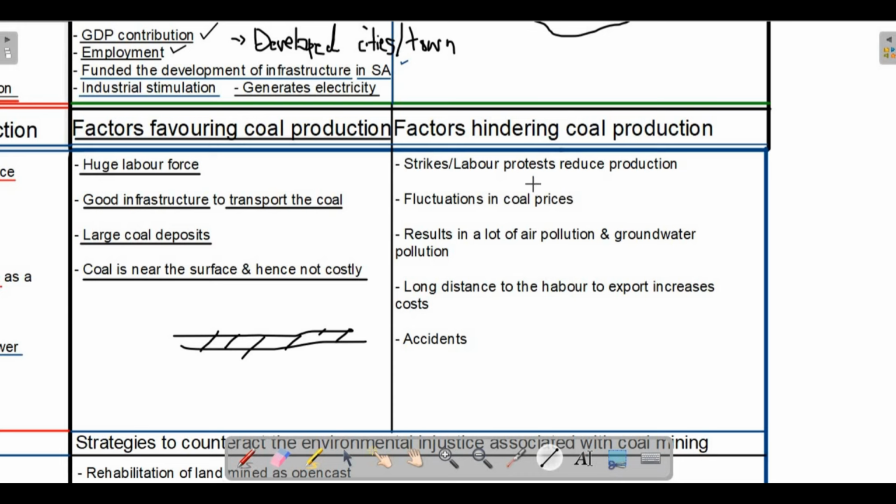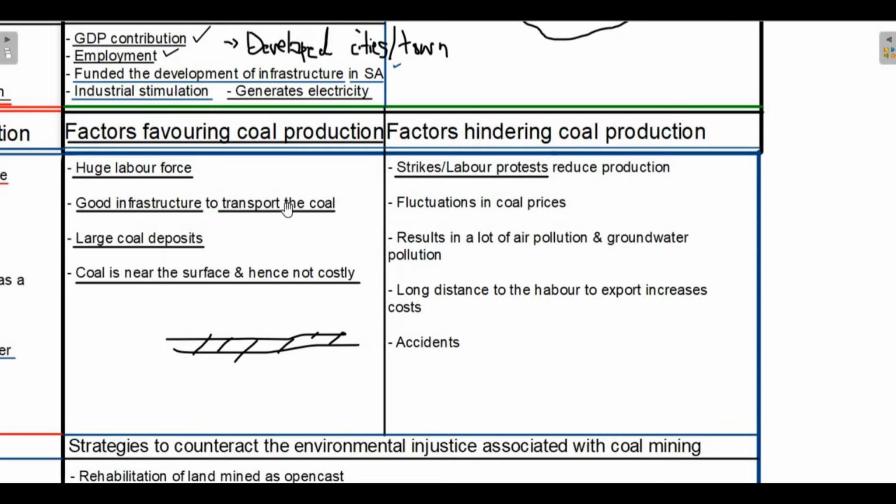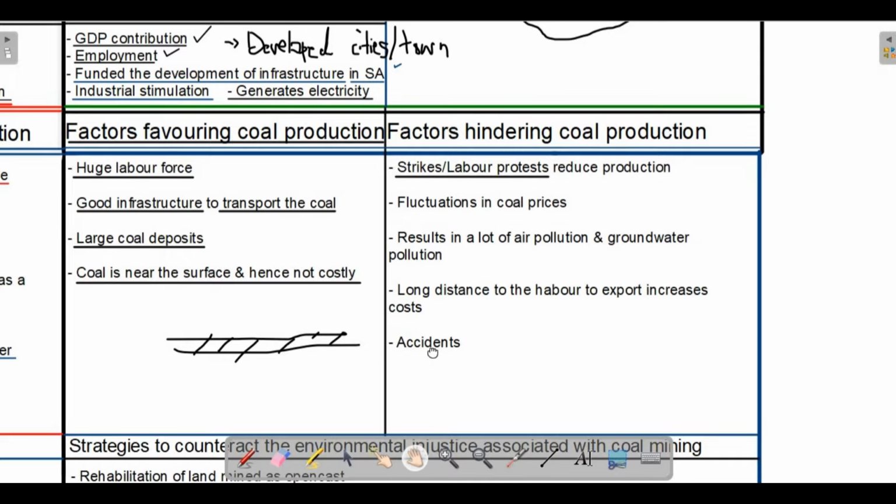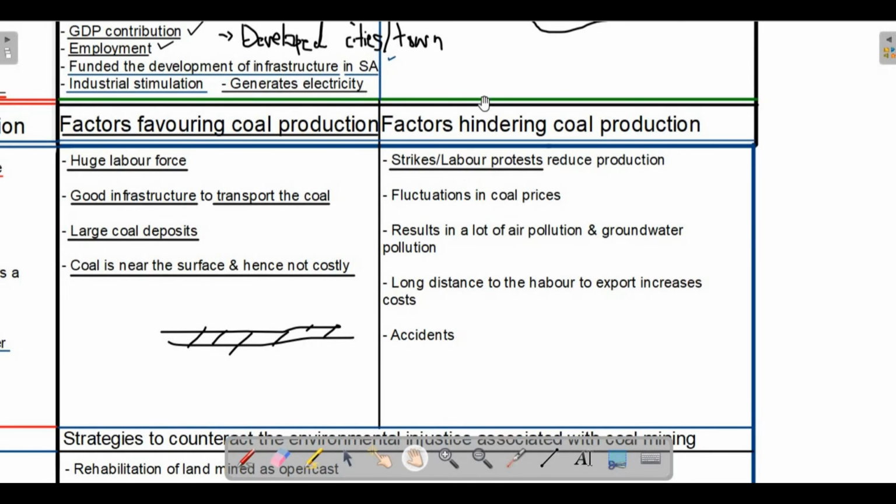Factors that hinder coal production are the strikes or the labor protests. I don't know if you guys have realized, but there are strikes every year, and it's usually strikes that are initiated by low salaries or lack of increase in salaries, because miners work hard and they risk their lives to make these companies richer and richer. These reduce production because during that time when these workers are striking, the company is losing money.